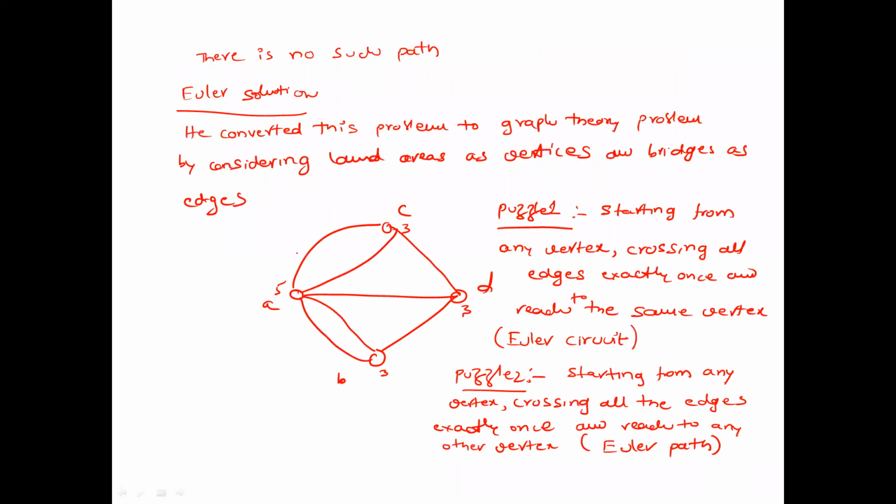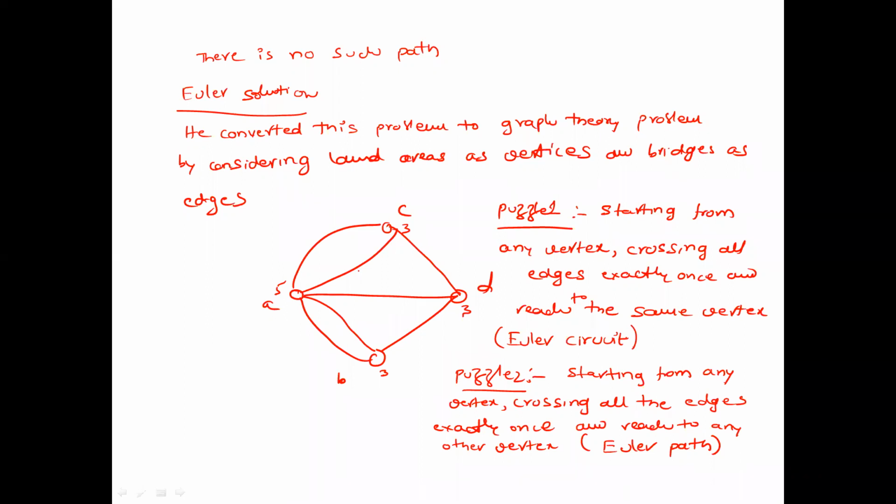Now for this one, you don't have a solution to puzzle 2 either. Starting from any vertex, crossing all the bridges exactly once and reaching any other vertex is also not possible. Because as per the condition, all vertices must be even, or two vertices can have odd degree, but here we have four vertices with odd degree. So therefore, there is no such path. This is all about Euler circuit and Euler path.